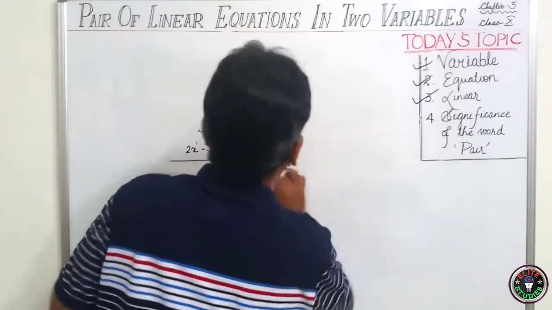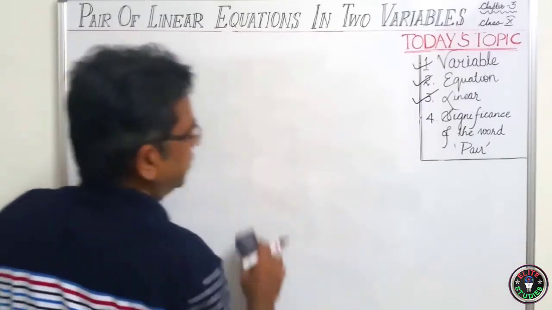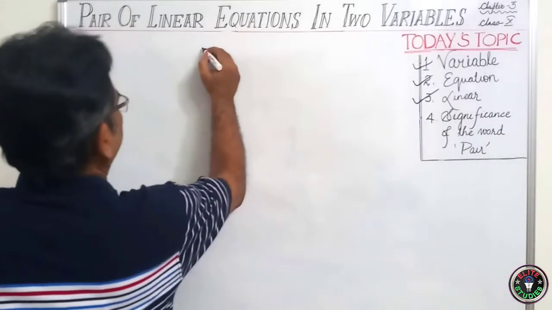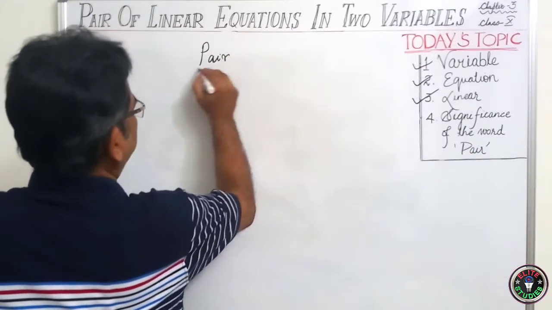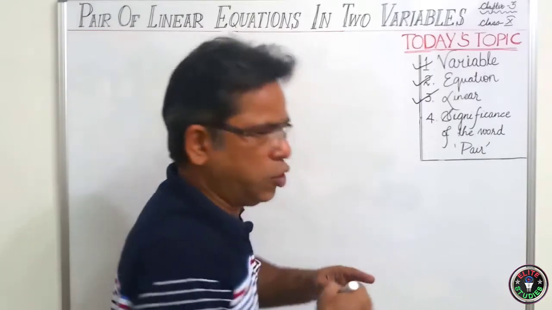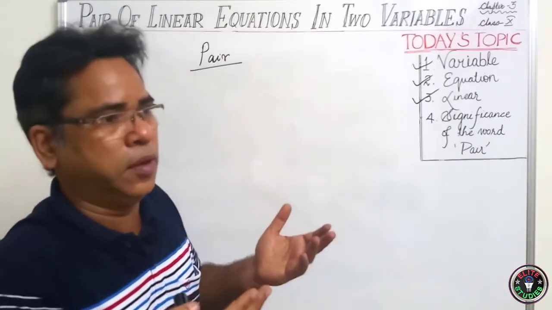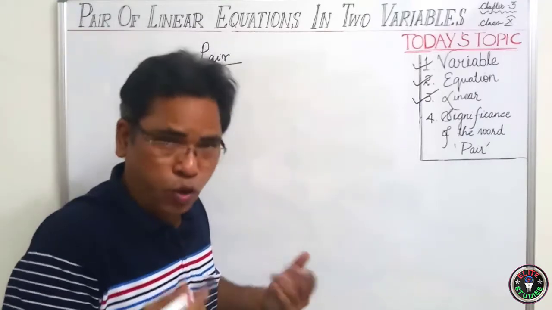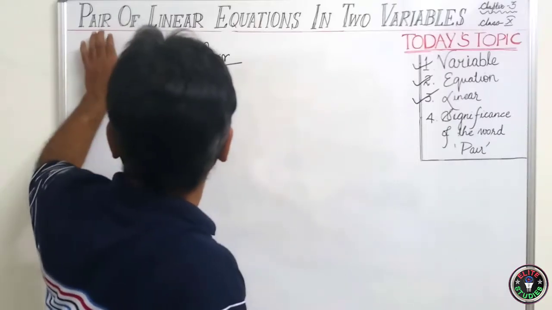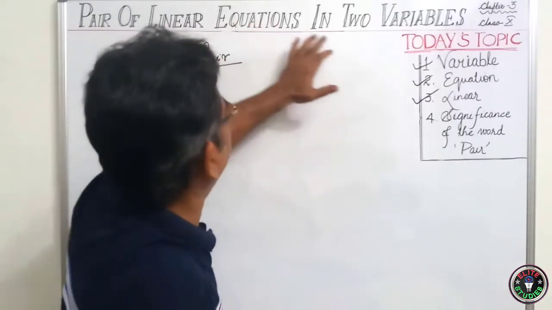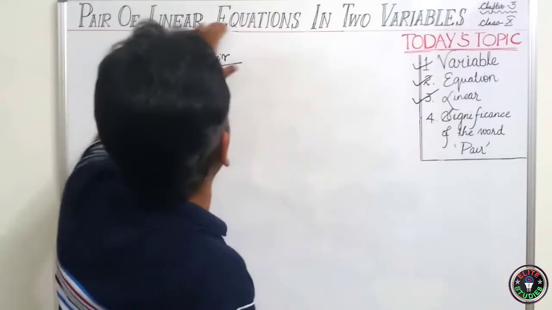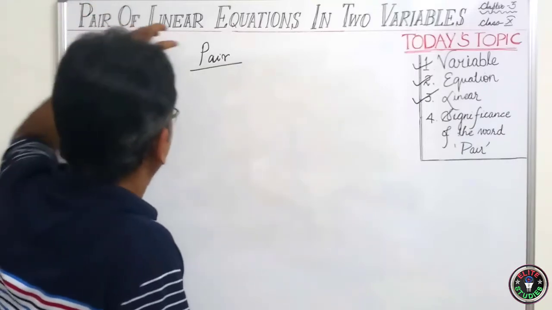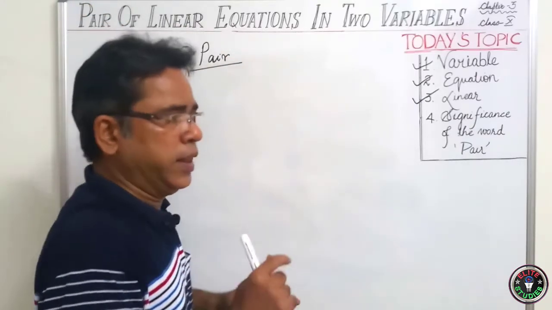Now let us come to the last part, that is the significance of the word pair. What is the significance of this word pair? Pair literally means 2. Pair of socks, pair of scissors, pair of glasses, pair of shoes. So pair means 2. So why is it written pair? Why not one linear equation in 2 variables? Or why not 3 linear equations in 2 variables? Why the word pair? To understand this, we should know the bottom line.